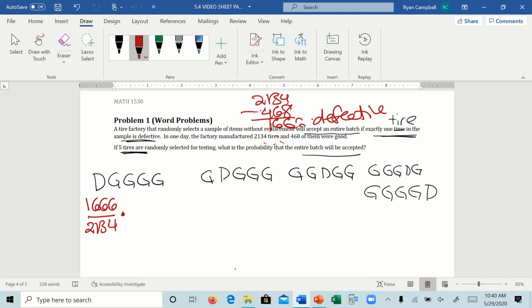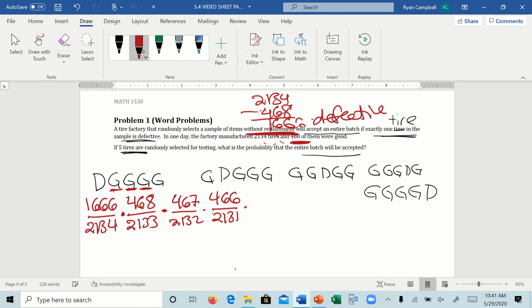All right, so notice this is without replacement. So we have not replaced that defective tire, so we have 1 less tire. So from here, how many good tires do we have? Well, we haven't taken a good tire out, right? So we still should have 468. Again, if we took out a good tire, we have 1 less tire. And since we already took out 1 good tire, we will have 1 less good tire. All right, and we can just keep going down, right? We have another less good tire, and another less good tire.